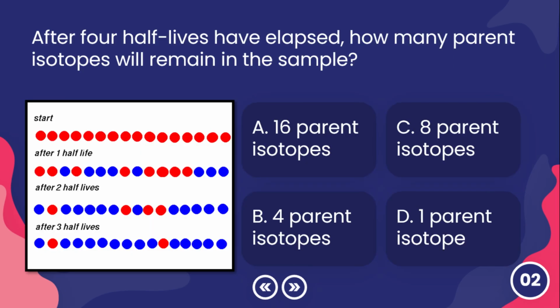Question number 2. After 4 half-lives have elapsed, how many parent isotopes will remain in the sample? A. 16 parent isotopes. B. 4 parent isotopes. C. 8 parent isotopes. Or letter D. 1 parent isotope.